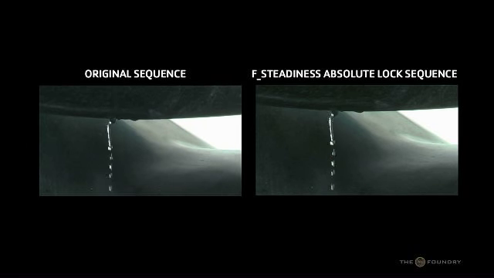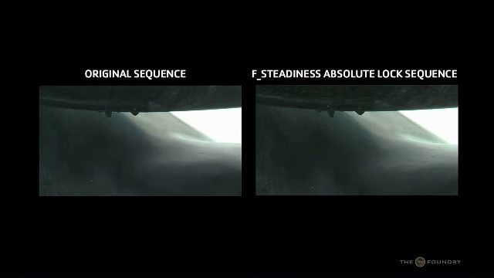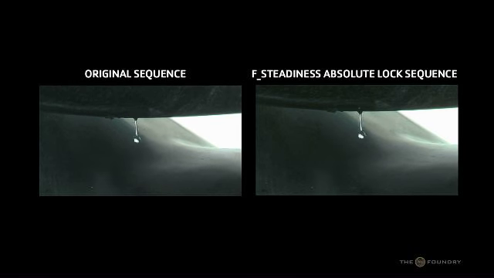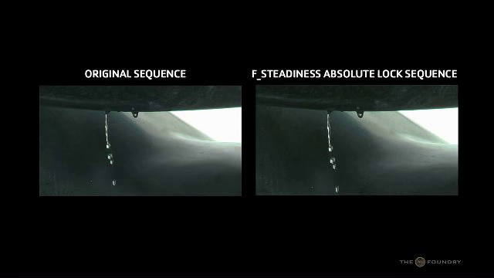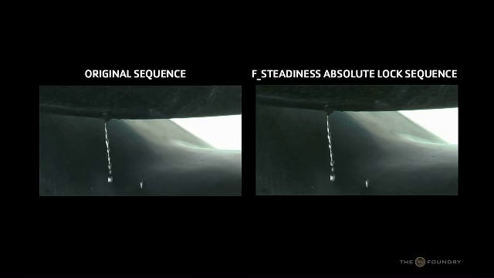As the F Steadiness node needs continuity to generate an accurate lock frame, i.e. a common reference point that all the subsequent images share, having a lot of movement may prove difficult to get an accurate render.